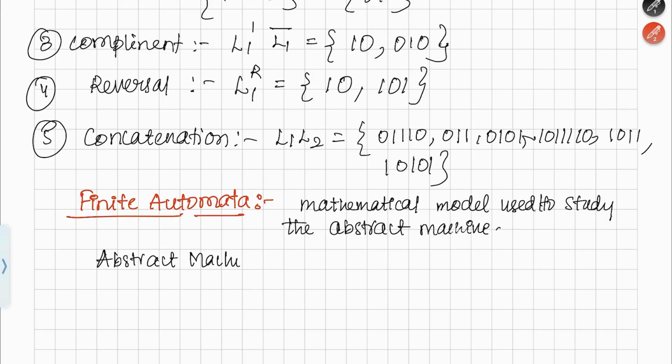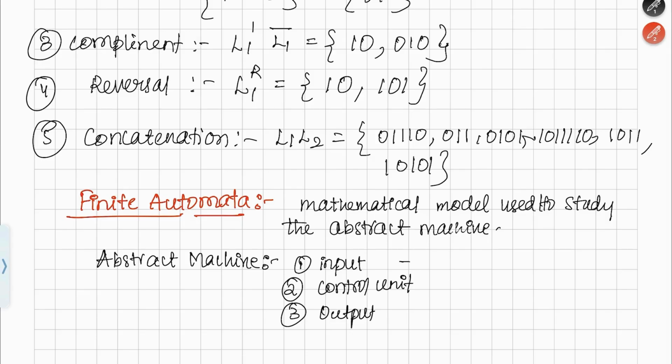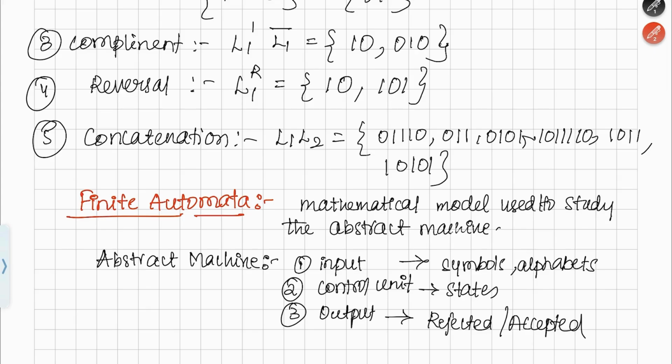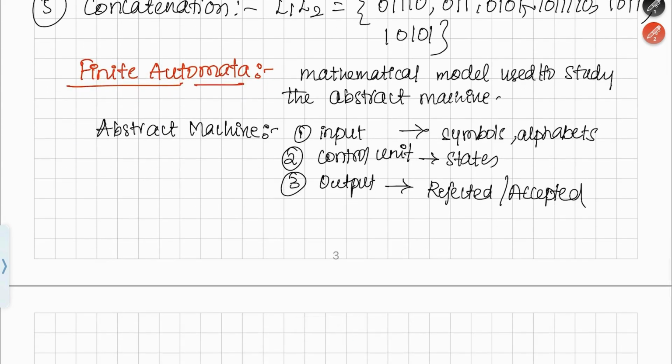An abstract machine or abstract computational device is a machine which has majorly three components. Those three components are: firstly, there has to be an input, there has to be a control unit, and next there has to be an output. What input, in terms, it has to be either symbols or alphabets. Control units are the states, and output is either rejected or accepted. We'll understand what control units are, what is rejection and acceptance further. Okay, so we can say that finite automata is also known as finite state machine.